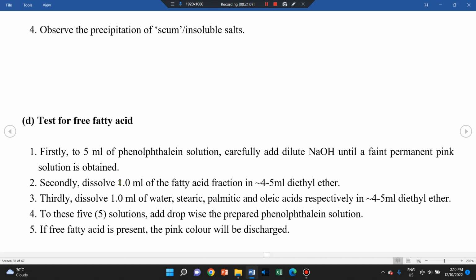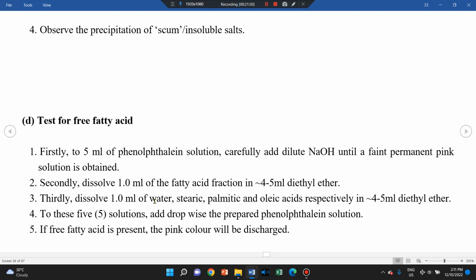Okay? And I'm only worried whether you will get 1 ml of the upper fatty acid fraction. If not, again reduce it to 0.5, 0.5 plus 4 ml diethyl, still possible. So do the third one here also: water, stearic acid, palmitic acid, oleic acid. We also worry whether we have all these pure fatty acids available in the laboratory, because these are very expensive. Maybe we were unable to actually purchase them all, but hopefully got one.